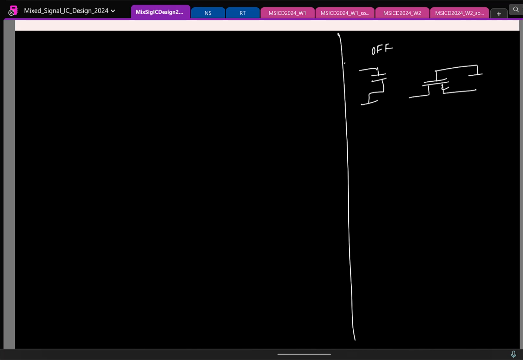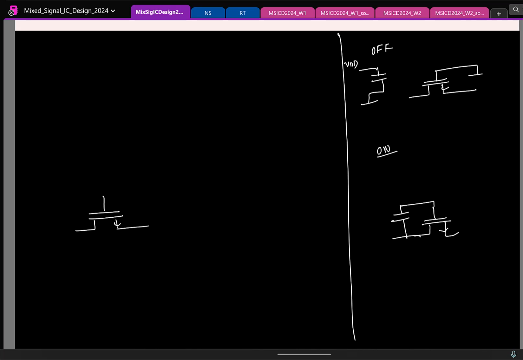Let me draw this here. When it is off, I'll draw it here. So when it is off, I want it like this. Gate is grounded, capacitor is charged. When it is on, I want my capacitor to be put like this. So let's try to draw the overall thing.